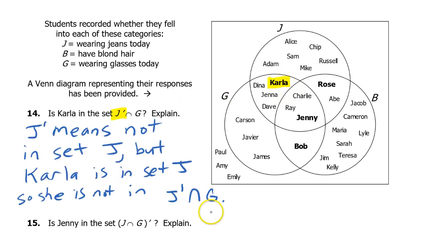Okay, so I went ahead and wrote that up in a quick sentence. J complement means not in set J, but Carla is in set J. So she is not in the set J complement intersection G. Now, is Jenny in the set the complement of the intersection of J and G?